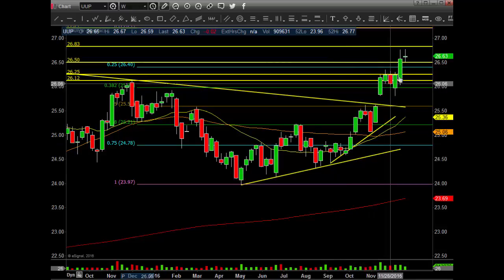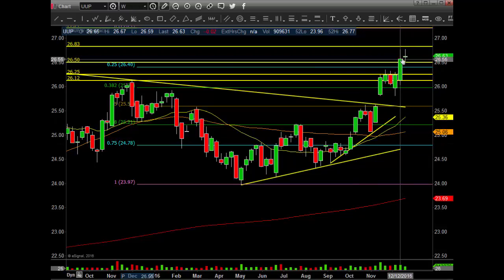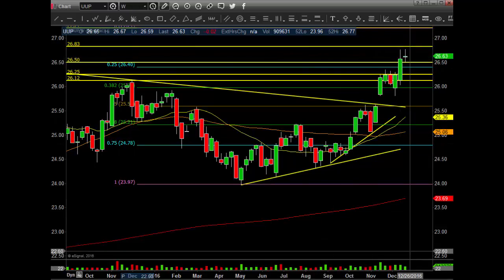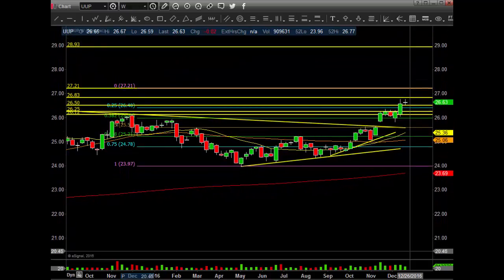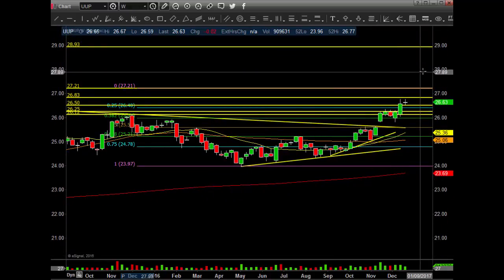But the dollar's roaring right now, though, and that's bad. So bad for big business. So you want to keep an eye on this one. 26.83 is your area. Your next area of resistance, 27.21, and then ultimately the 28.93. I'm still expecting at least 28.